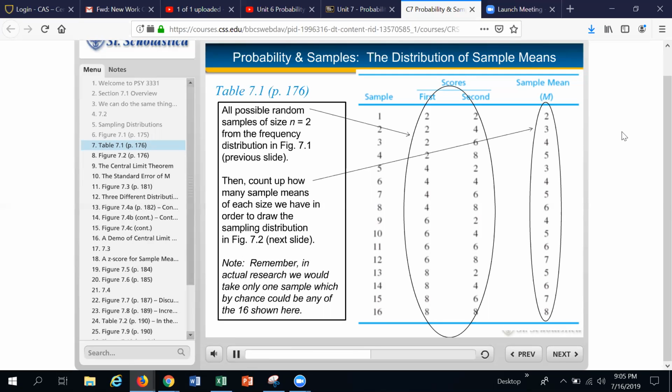Going down the rows, sample 2 gives us another possible random sample. Here we picked a 2 and a 4. Sample 3 gives us randomly picking a 2 and a 6, and so on down the line until we have the 16 samples, which gives us every possible combination of samples of 2. The means in the very last column are what we get for all those possible 16 samples. Now let's move on to show what we can do with these means in terms of distributions.